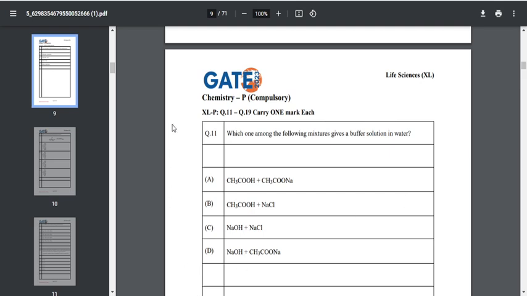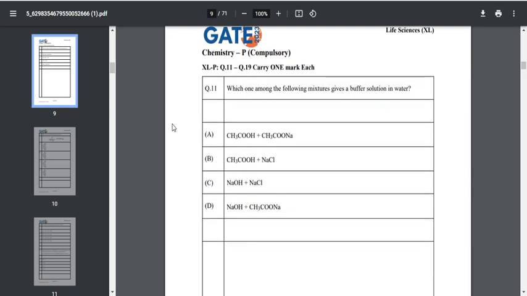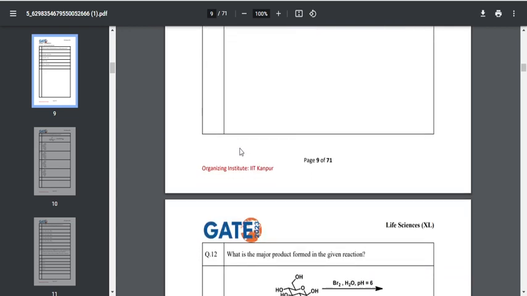Currently we are discussing the answers for questions that have been asked in chemistry. So in this video I'm going to tell the answers only. I'm not going to discuss anything. So first question is, which one of the following mixtures give a buffer solution in water? So the correct answer for this particular question is option number A. CH3COOH and CH3COONa will be forming a buffer solution in water.